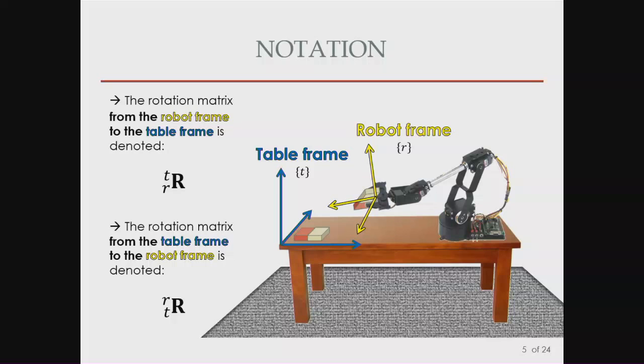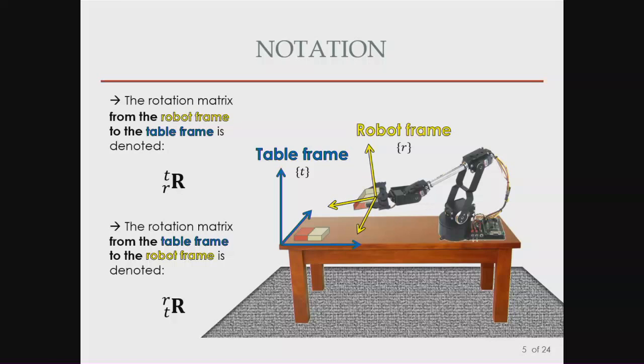All right? So I have two letters here. At the bottom is the coordinate system from where I'm transitioning, and the top one is to where. So I would pronounce that rotation matrix from R to T, or from the robot frame to the table frame. And we can have numbers and various things, which are essentially the labels of the frames we are trying to set that dictionary for.